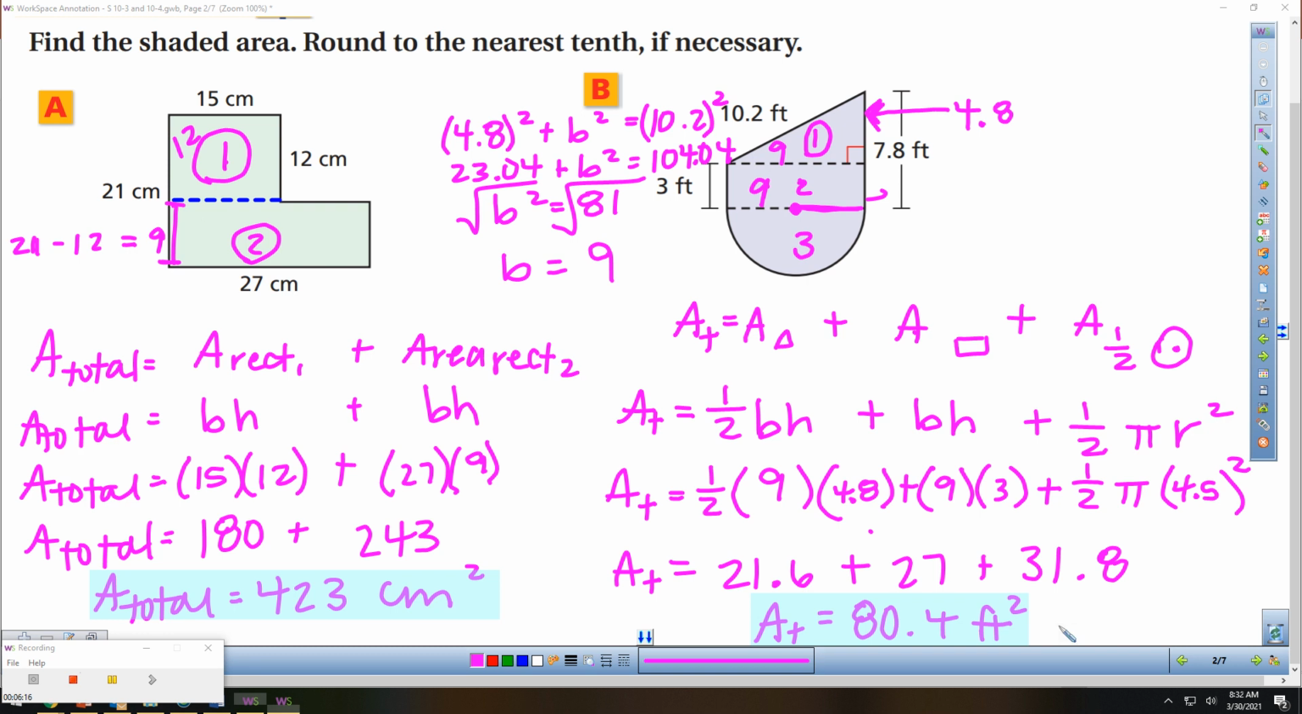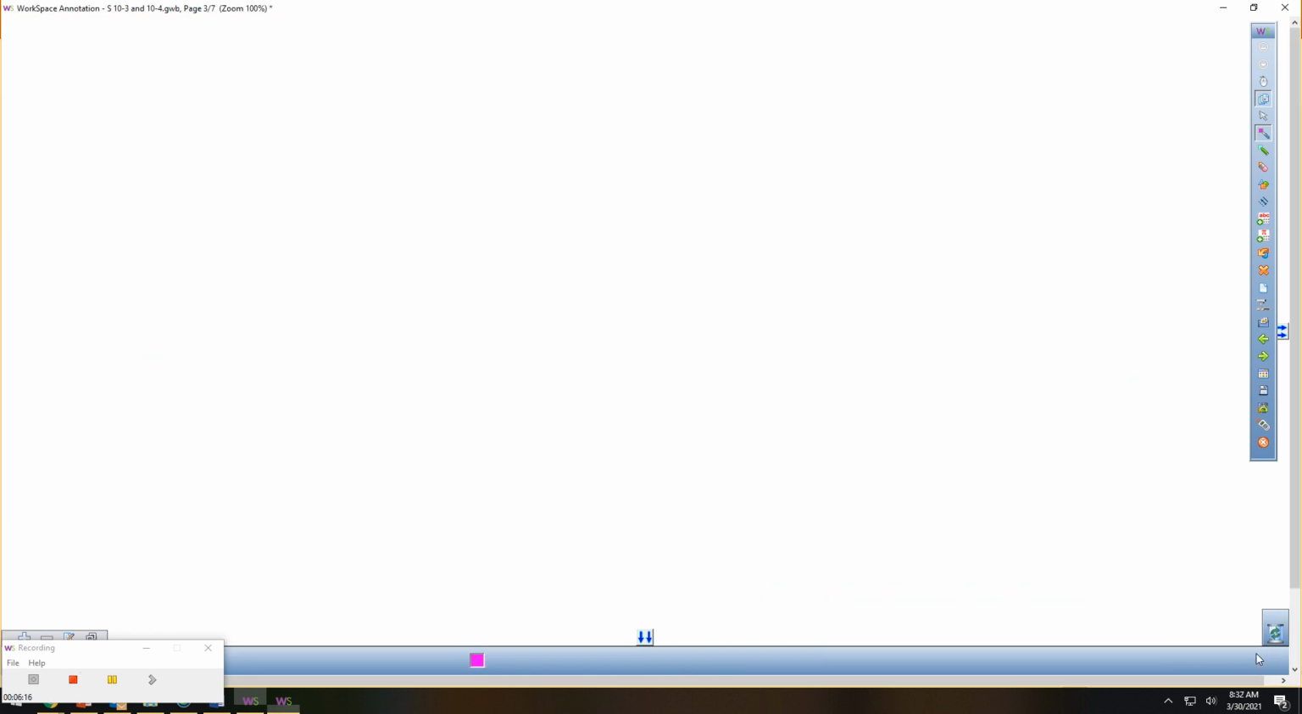This is a really good lesson to review all of your area formulas if you have forgot them. Questions here? All right. Anybody need more time to copy this down? All right, next example.